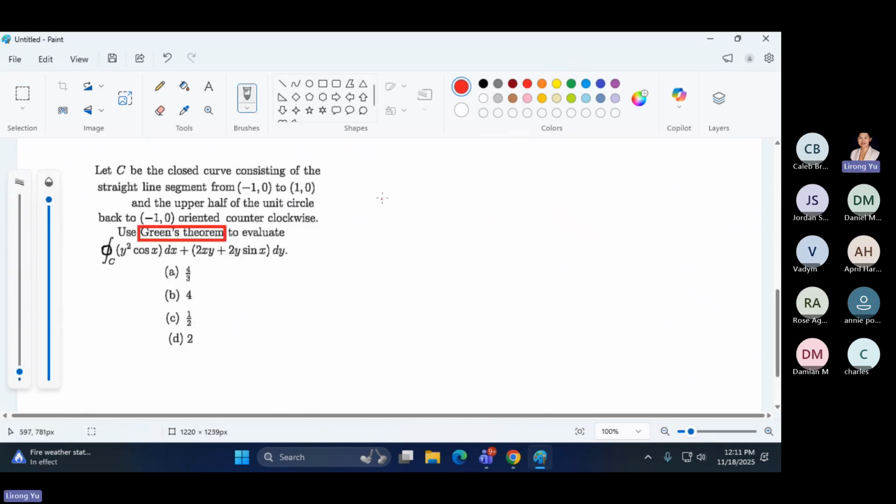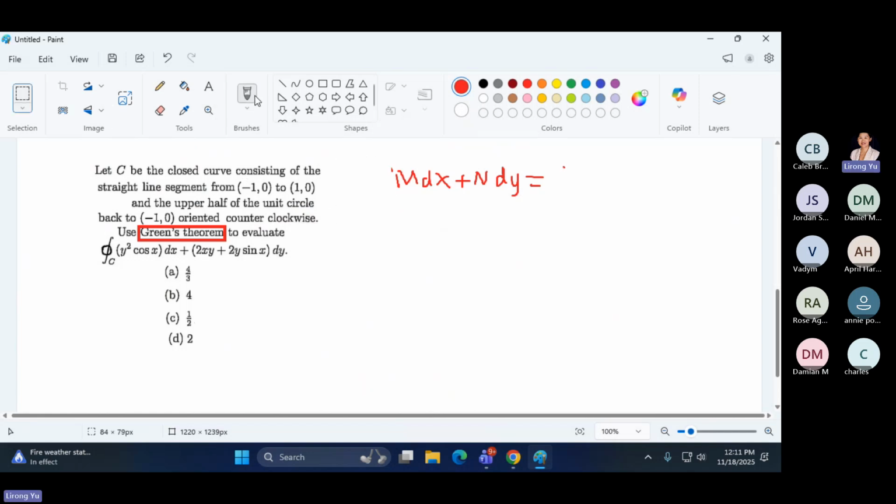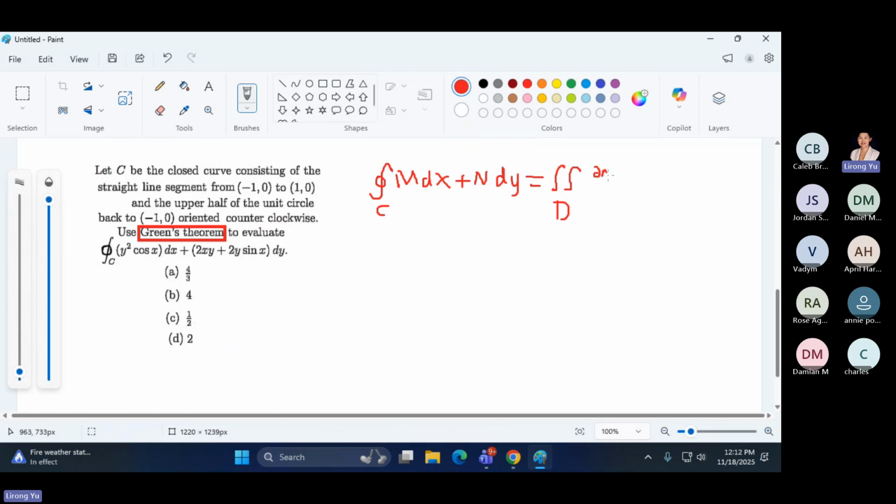According to Green's theorem, let me write it out. If you have the line integral on C of M dx plus N dy, it will equal a double integral over D, where D is the region inside of C, of dN/dx minus dM/dy dA, whichever you want to integrate.